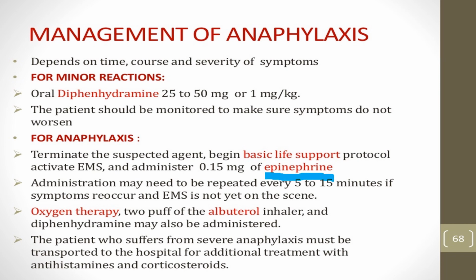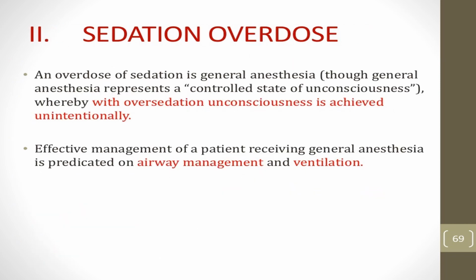Administration may need to be repeated every 5 to 15 minutes if symptoms reoccur and EMS is not yet on the scene. Oxygen therapy, 2 puffs of the albuterol inhaler, and diphenhydramine may also be administered. The patient who suffers from severe anaphylaxis must be transported to the hospital for additional treatment with antihistamines and corticosteroids.